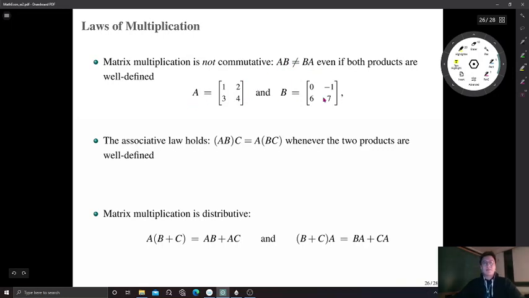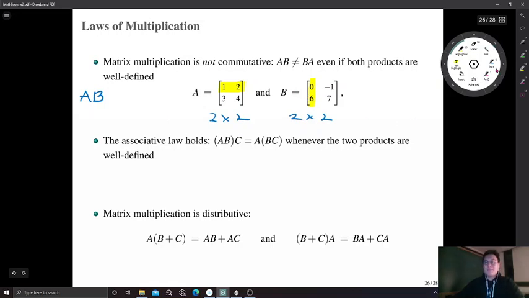Here is one example. If we have A, this 2 by 2 matrix, and B, this 2 by 2 matrix as well, then A times B and B times A are well defined. But their products are different. For AB, let's think about the entry in the first row and first column. That's going to be the dot product of the first row vector of A and the first column vector of matrix B. That is 12.